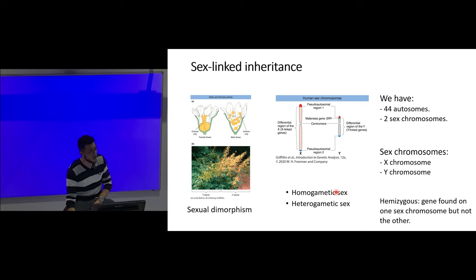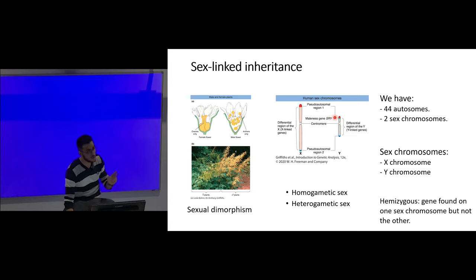Homogametic sex means two similar chromosomes. So females are homogametic. They have two X chromosomes. Males have an X and a Y chromosome, so they're the heterogametic sex. Now, what's important to know about these is that they're different chromosomes. They have regions that are similar, like the pseudo-autosomal region, which has almost the same genes, but the rest is different. So you don't have two copies of these in your cells if you're a male.